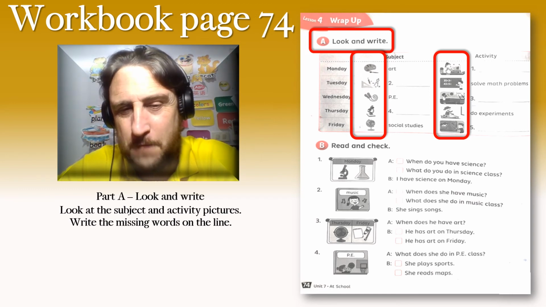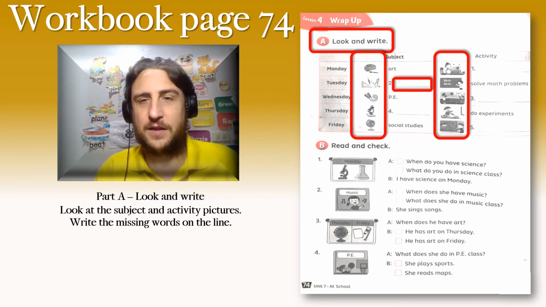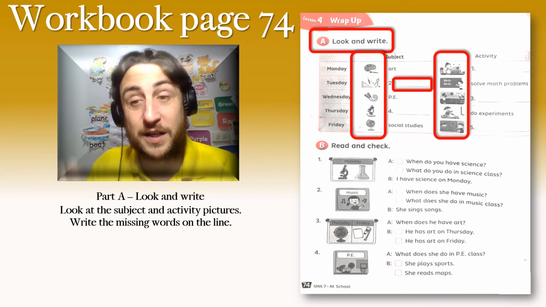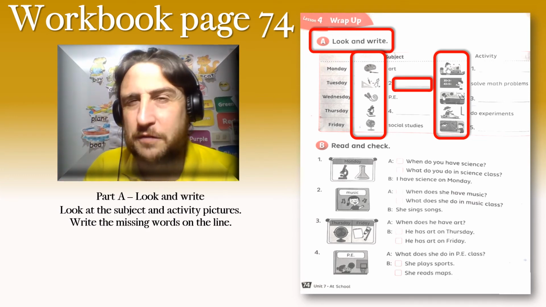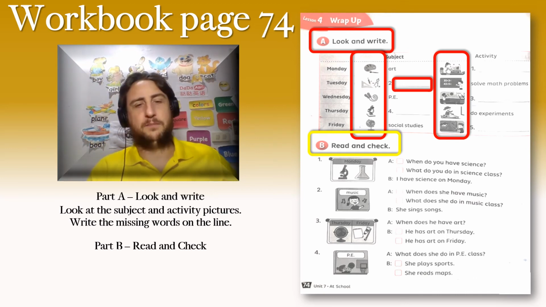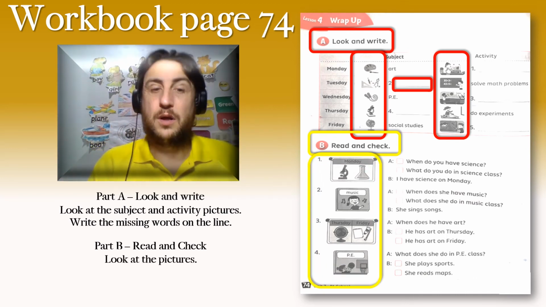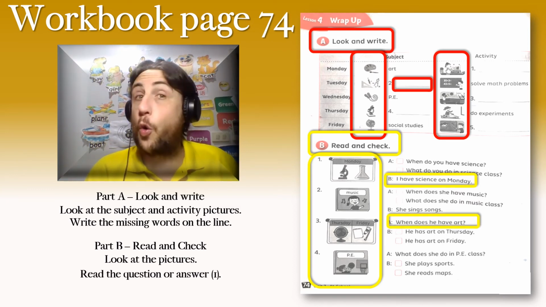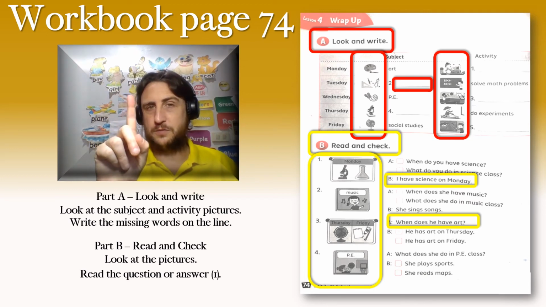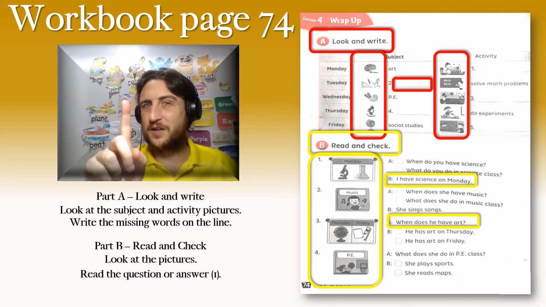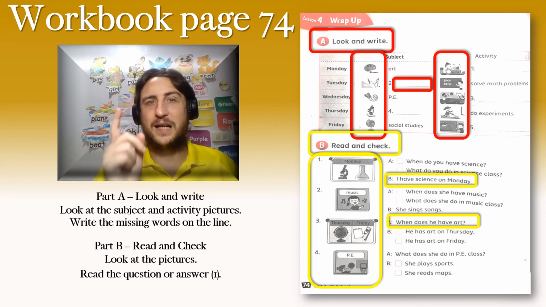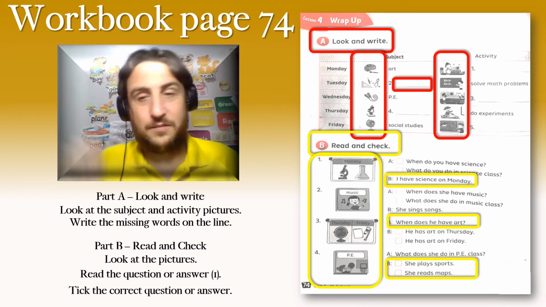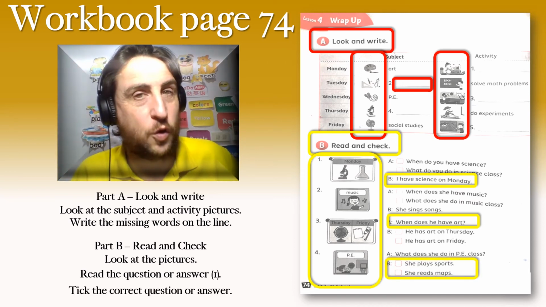Okay? Let's have a look at the next one. So yes, you write them on the line. There is a line for you to write. Some are already done for you, but some you have to do yourself. Okay? Part B, read and check. Now, look at the pictures first, just to help you, okay? Read the question or answer, so there will be one question or one answer. Read it first. Tick the correct question or answer.